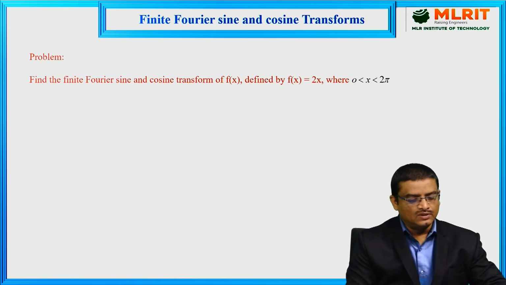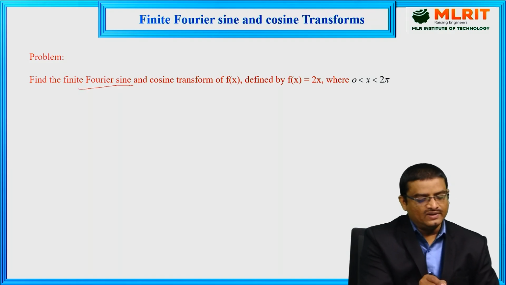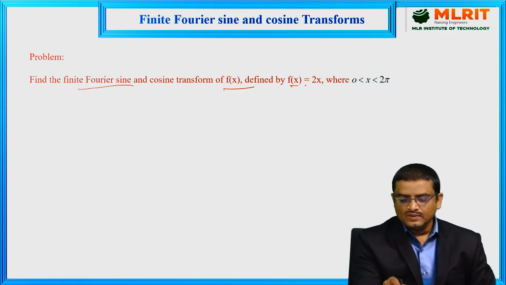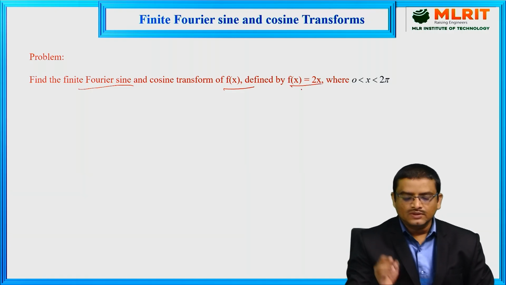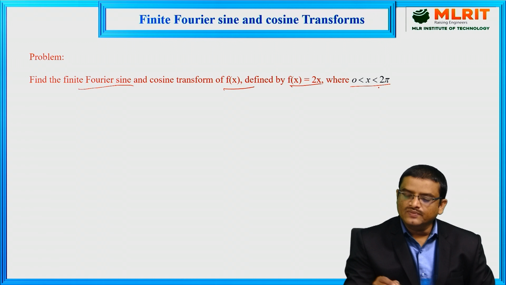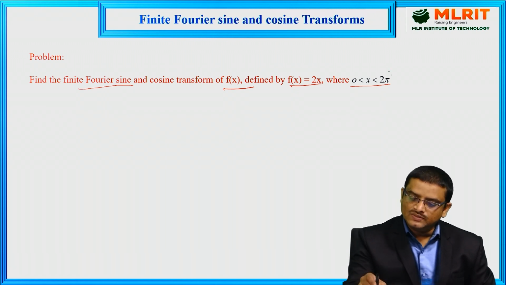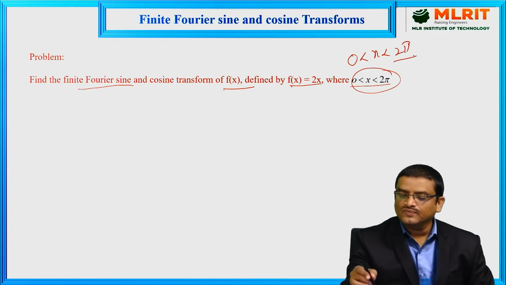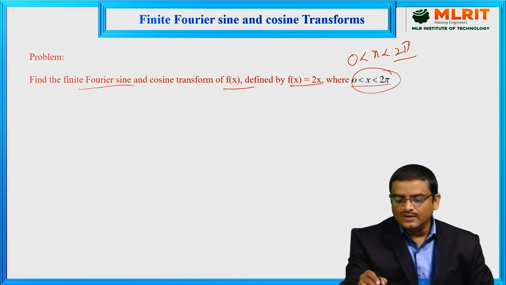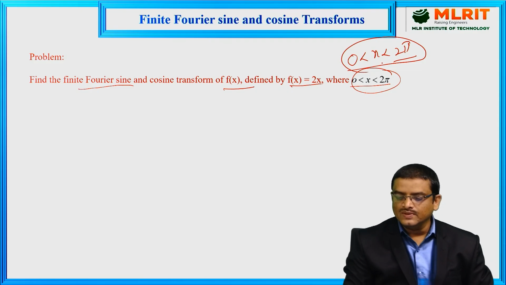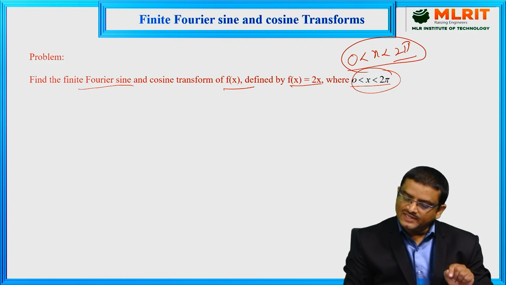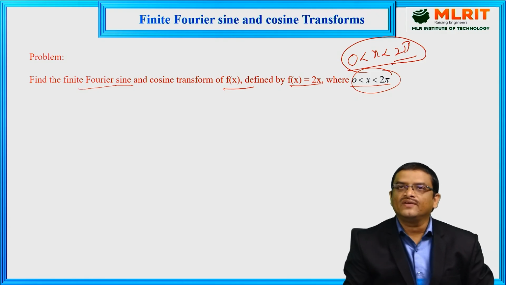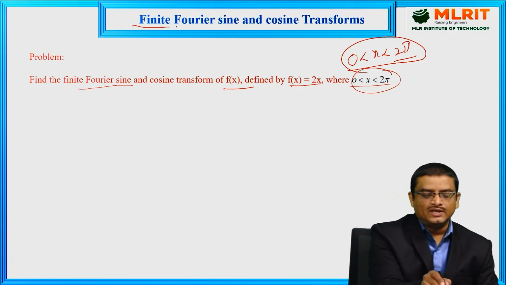Now let us take the problem here. Find the finite Fourier sine and cosine transform of f of x, where f of x is equal to 2x. In the previous problem he had not given an interval like this, but here he has given the interval 0 less than x less than 2 pi. 2 pi is a finite value here. Using the interval given in the problem, we have to decide whether it is finite or infinite. In this interval we don't have infinity, so we have to consider that the interval is finite.